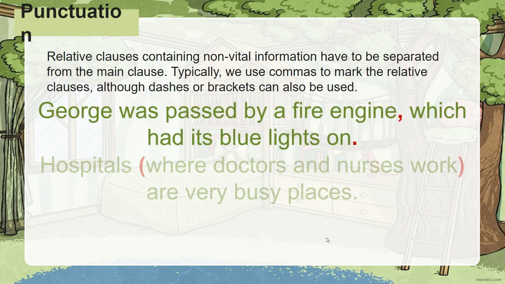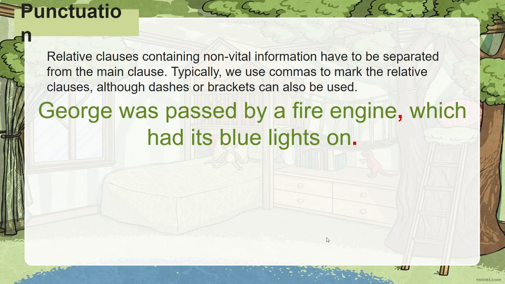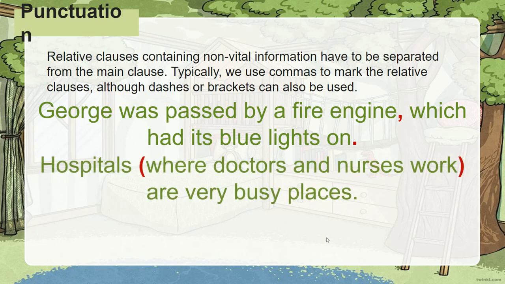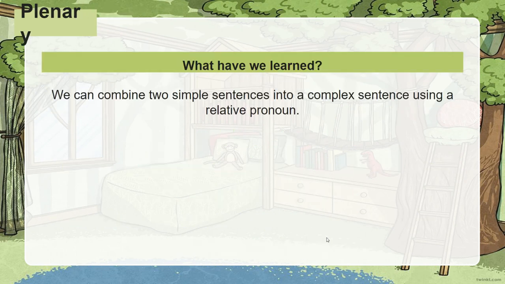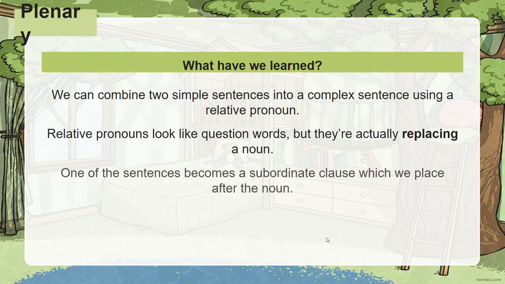We also need to think about punctuation. Relative clauses containing vital information have to be separated from the main clause. Typically, we use commas to mark the relative clauses, although dashes, also known as hyphens, and brackets can be used. So as you can see here, a comma has been inserted and a full stop. We can also, when moving it around, include brackets or dashes. What have we learned by the end of this sentence? Can you think about these? Have you learnt these and followed these?